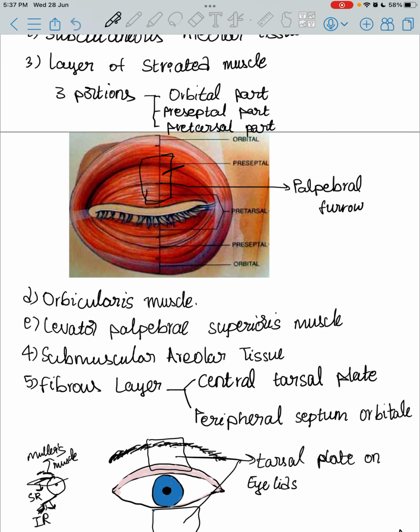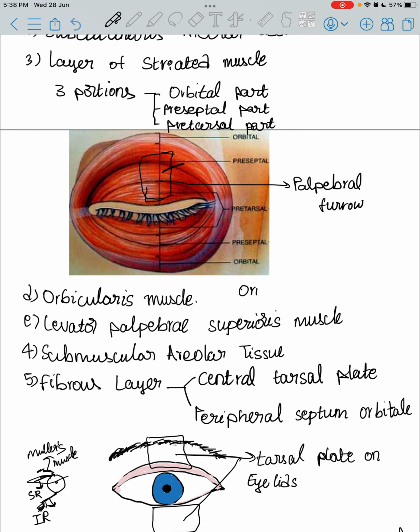So the levator palpebrae superioris muscle has its origin at the apex of the orbit, and it is inserted into three parts: the skin of the lid, the anterior surface of the tarsal plate, and the conjunctiva of the superior fornix. The function of levator palpebrae superioris is to lift the eyelid, and the nerve supply is by the oculomotor nerve.